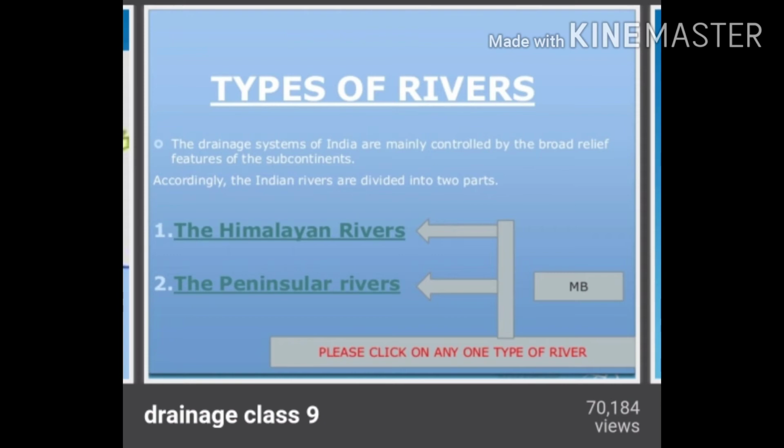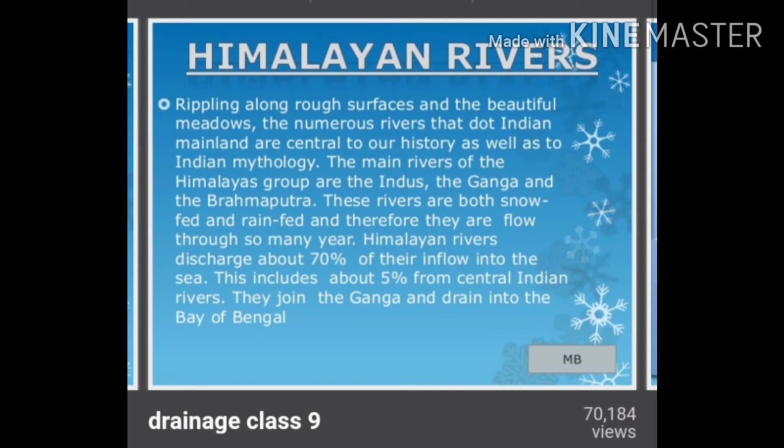The drainage system of India is mainly controlled by the broad relief features of the subcontinent. As we know that India is a subcontinent country and we have broad physical features. According to that, we divide the river system in India into two major parts, that is the Himalayan rivers and the peninsular rivers. Today we will talk about the Himalayan rivers.